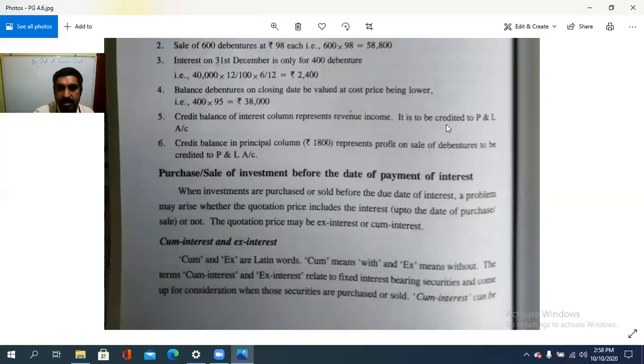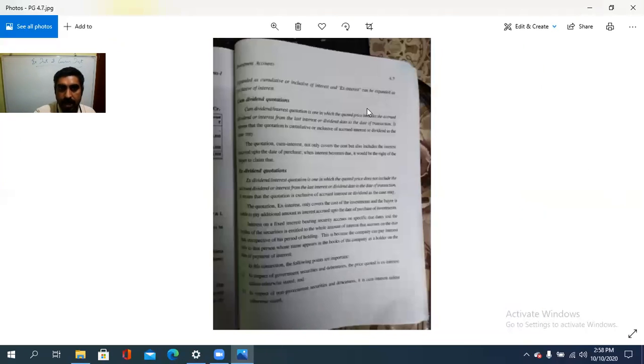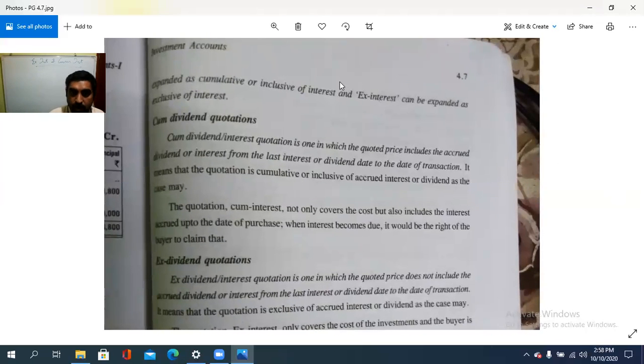So Cum-interest can be expanded as cumulative or inclusive of interest, and Ex-interest can be expanded as exclusive of interest. Cum-interest may be expanded as cumulative or inclusive of the interest, so it can be with the interest, or without it in the other case. Cum-interest means with the interest. Ex means without, meaning excluded.